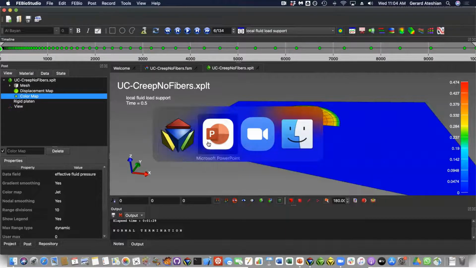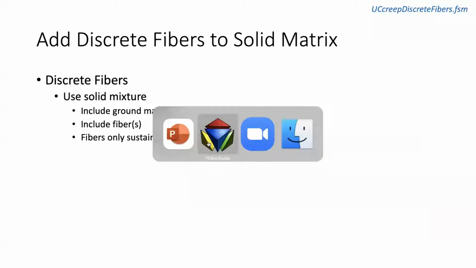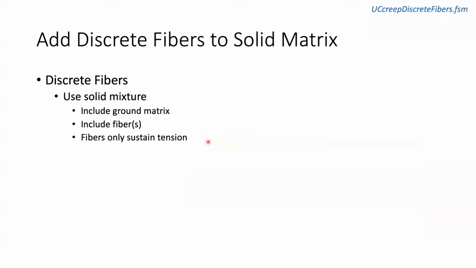So now let's go back to the slides and take a quick look. And now what I want to do is talk about how we can do a more realistic model for biological tissue. Instead of assuming that the solid matrix of the biphasic tissue is just isotropic and behaves the same in tension and compression, we're going to add discrete fibers, for example, to represent collagenous tissues, such as the solid matrix of articular cartilage.